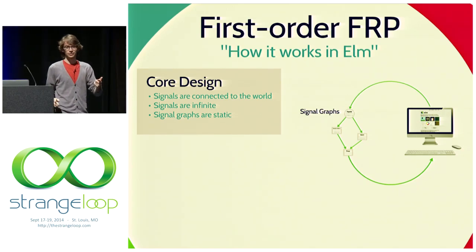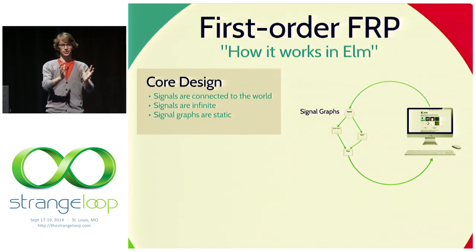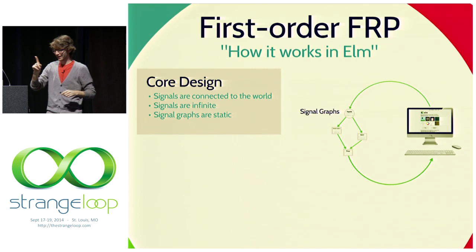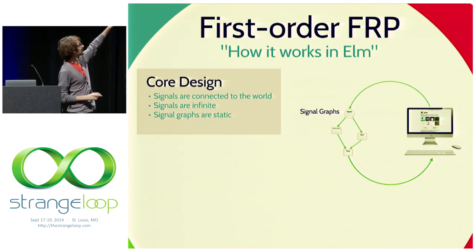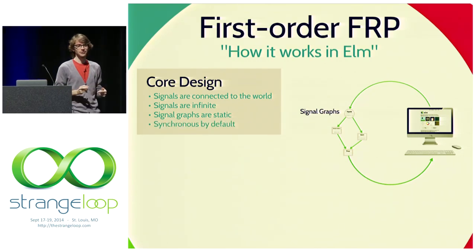Another property is signal graphs are static. There's a known structure for your application from startup all the way into the future. And this sounds like, oh, maybe it could be dynamic. We'll get to that. There are tons of trade-offs that come with that. So this is actually a property that gives you lots and lots of power that we'll get into in a bit. Finally, it's synchronous by default.